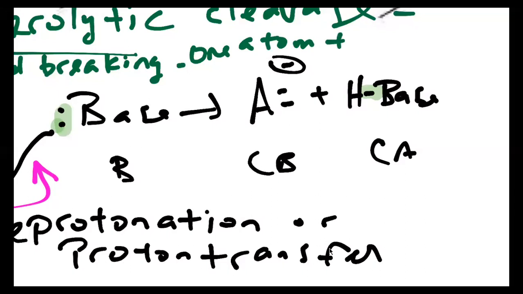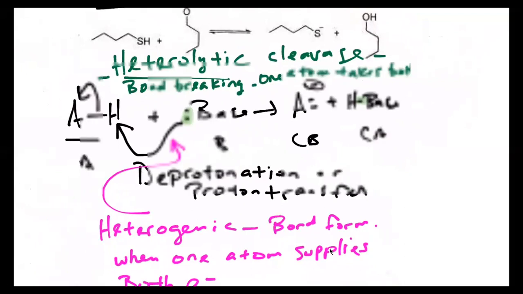Dr. Russell, that hydrogen on the conjugate acid, wouldn't it be positive, or is it already positive because it's added to the base? No, it's neutral. If it was just by itself, it would be positive. But the fact that it's covalently bonded to whatever atom in the base picks it up, it's neutral. Yeah, good question. So heterogenic formation is when you make a bond between two atoms, but one atom supplies both electrons. When we break a bond, we say we're cleaving it. Heterolytic cleavage is bond breaking where one atom takes both electrons. So that's what happened here.